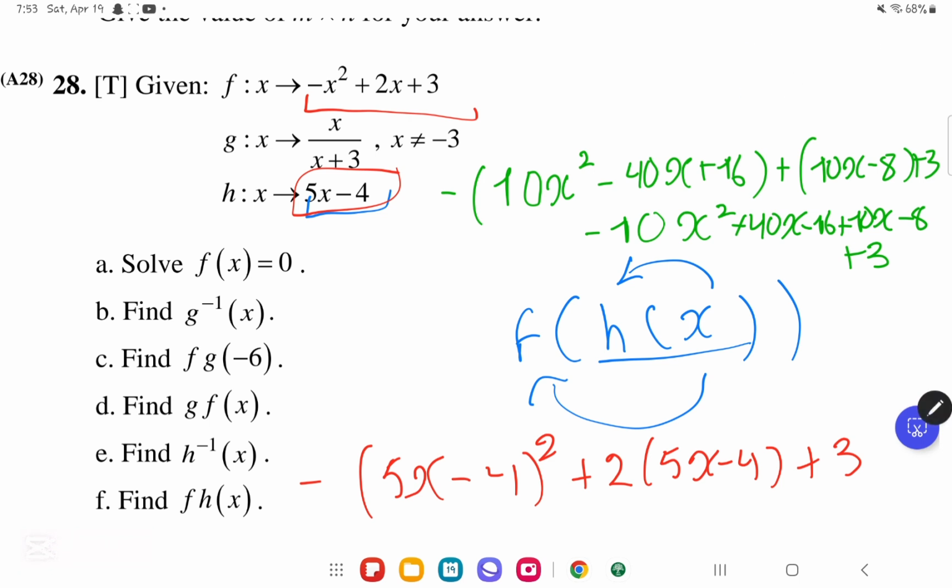Oh, my bad, I made a big mistake. 5x squared is 25x squared. Don't make any silly mistakes like me, okay?